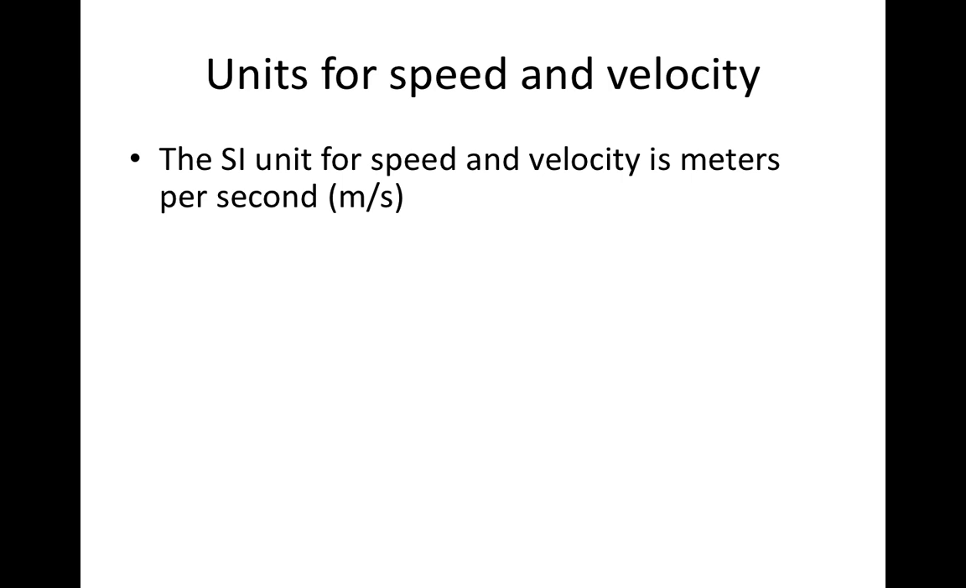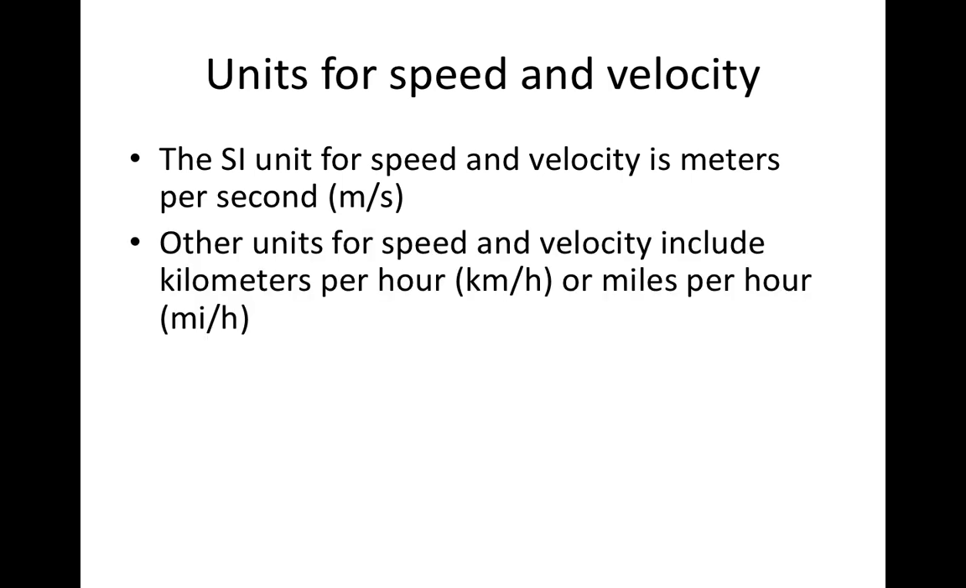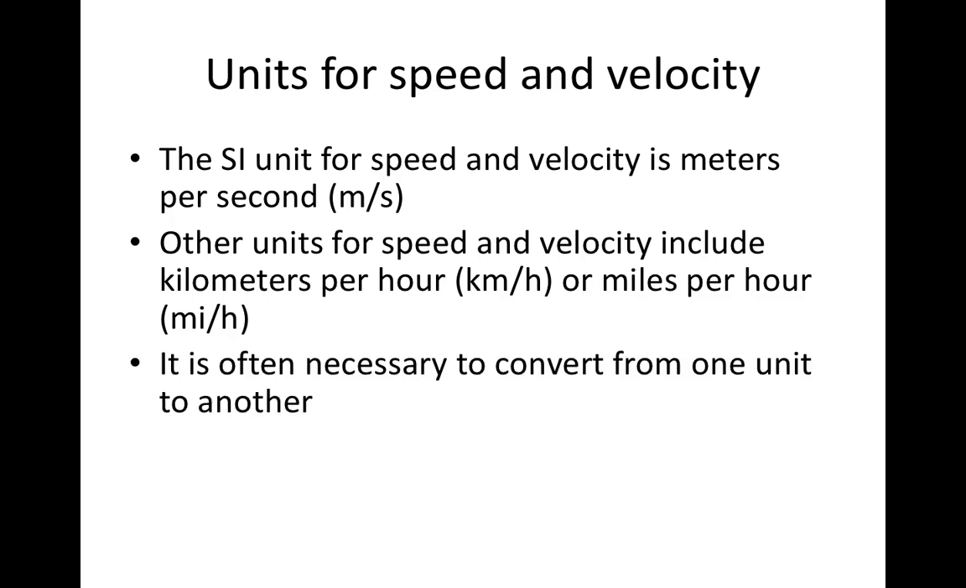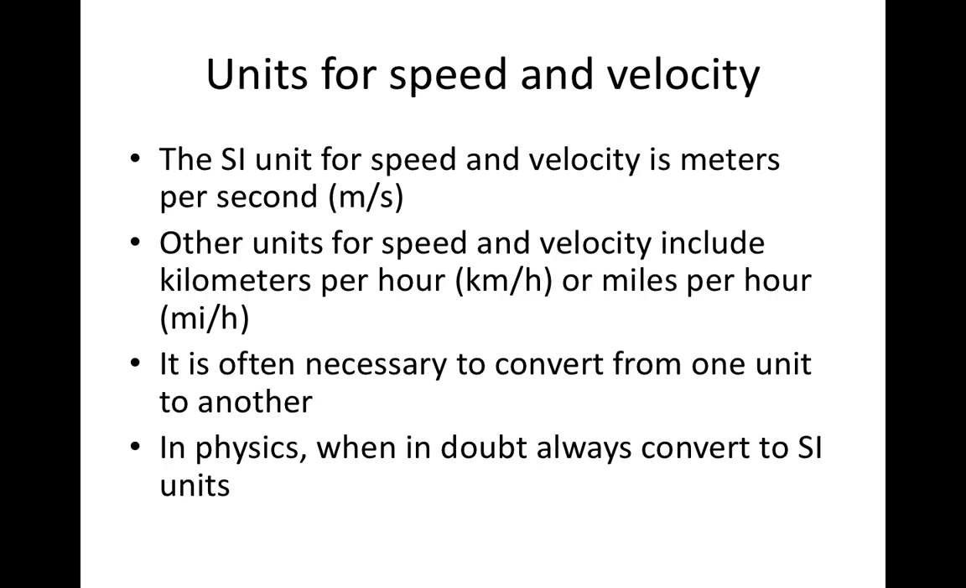Units for speed and velocity. The SI unit, the standard international unit for speed and velocity, is meters per second, but you are more familiar with kilometers per hour or miles per hour since that is a speed unit used for cars. It is often necessary to convert from one unit to another. In physics, when in doubt, always convert to SI units.